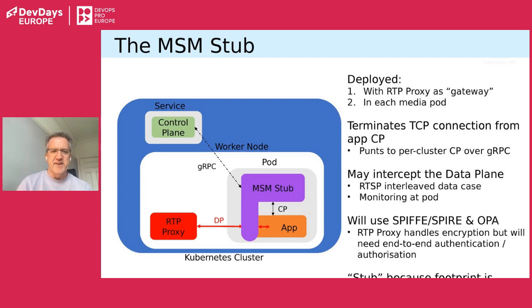In fact, we can even handle remote nodes coming into our control plane, because the control plane can effectively be an ingress, or we have an ingress in front of it that terminates that gRPC. But it can also intercept the data plane.